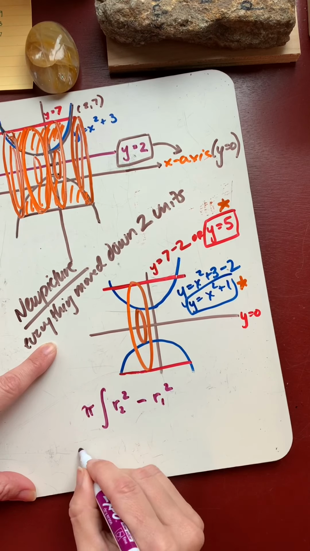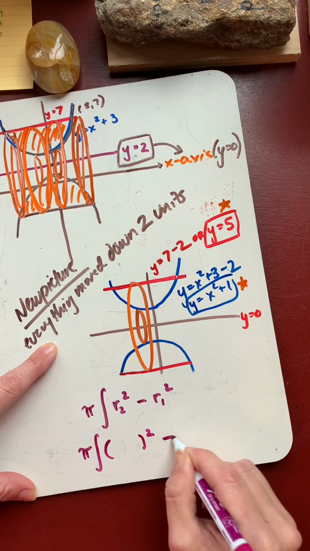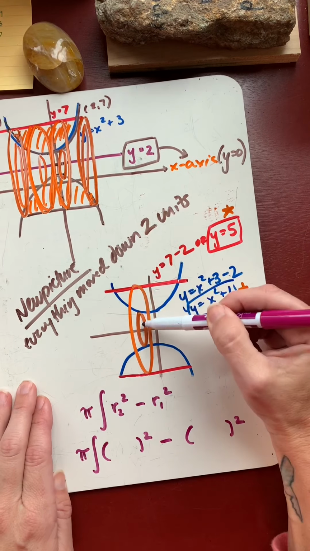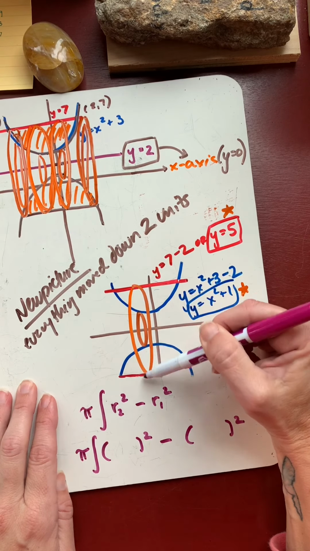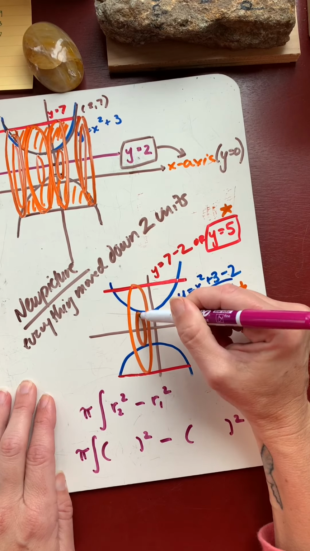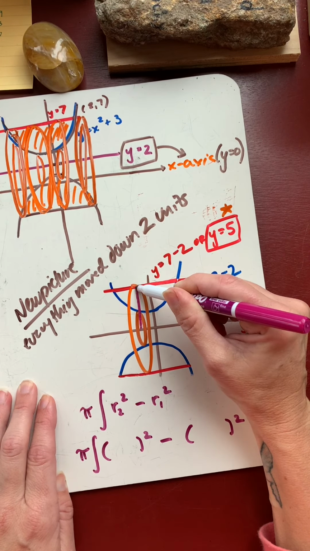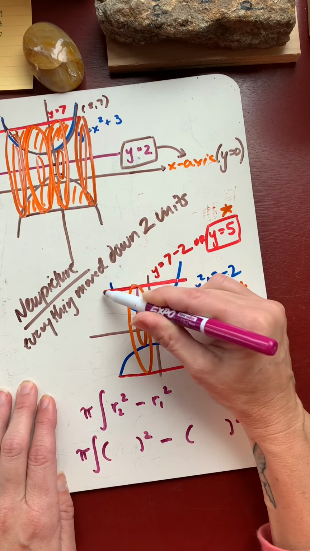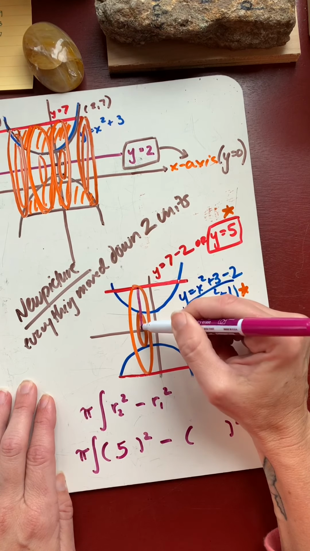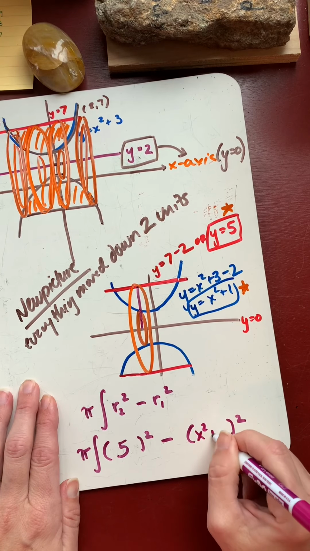So what is that going to look like? This is going to be pi times the integral. What is the outer radius? So go to my circle. Have one good representation of the circle. From the x-axis to the outer circle is the radius. So this radius has a height or a length of that top curve, so 5. And the inner circle has a radius of whatever the curve is, in this case, x squared plus 1.